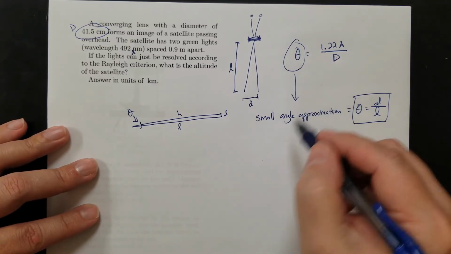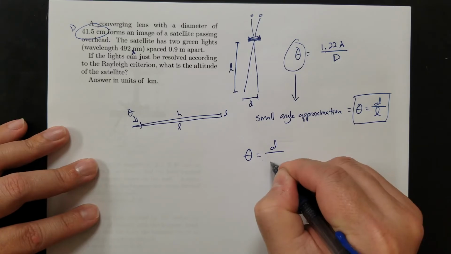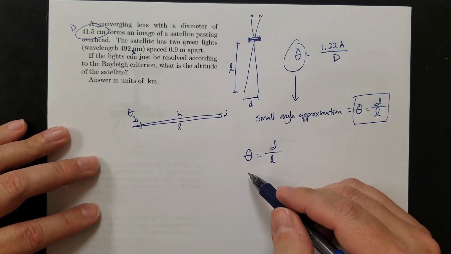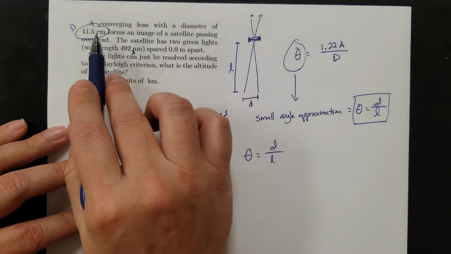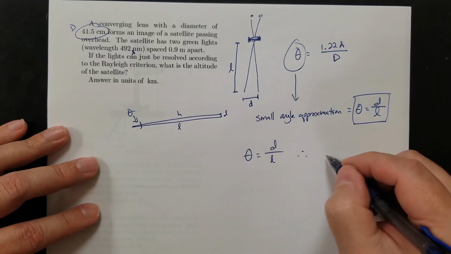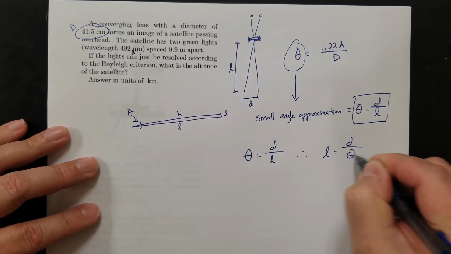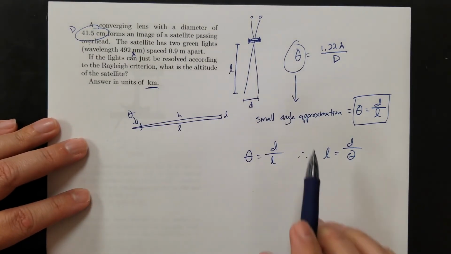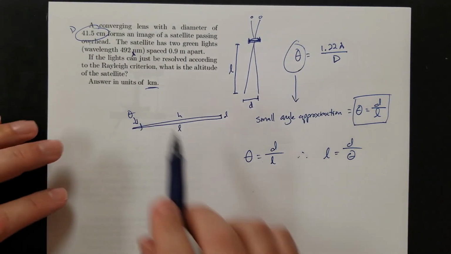So if theta equals D over L, and I know theta, and I know D, I can solve for L, right? So I can rearrange this, do the little trick, swap those two: L equals D over theta, and I can get L. And then it wants it in kilometers, so I can just convert from my base units to kilometers.